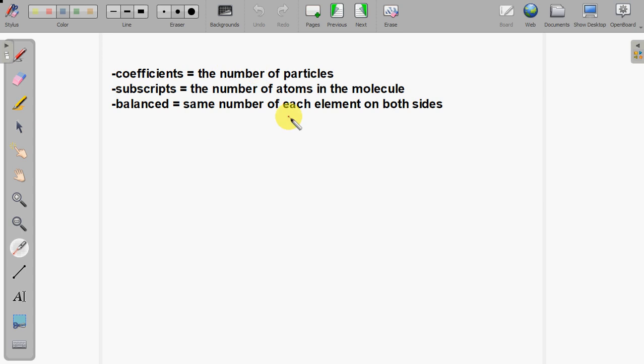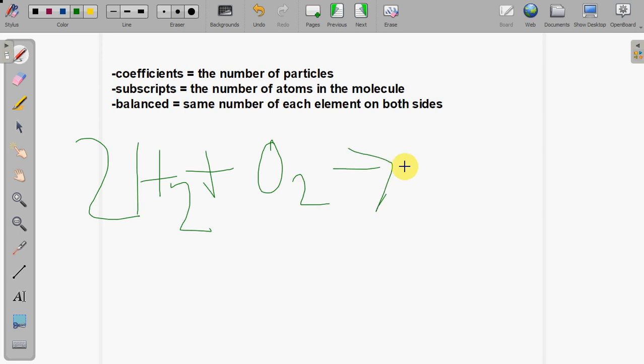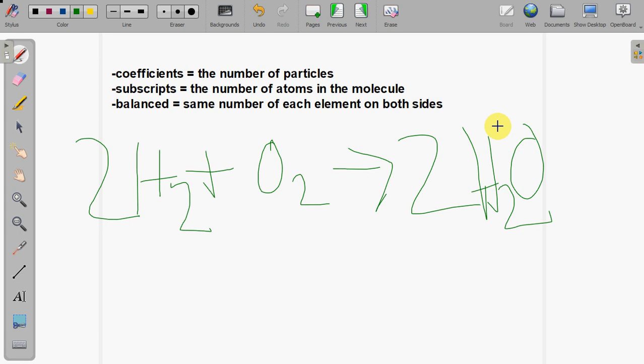Remember when we're balancing an equation, the coefficients, so like if you have H2 plus O2 produces 2H2O. All right? Then this is a coefficient. This is a coefficient. They tell you how many particles there are, how many molecules, or how many atoms. Subscripts tell you how many atoms are in the molecule.